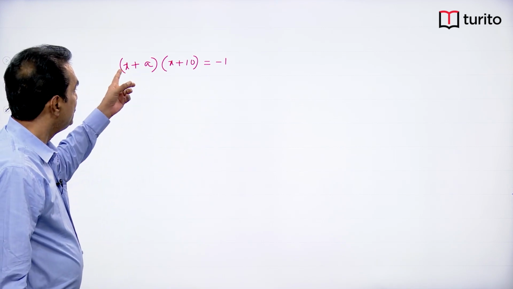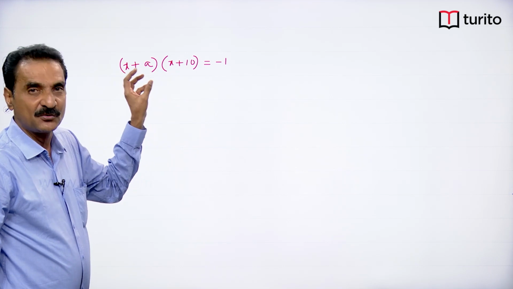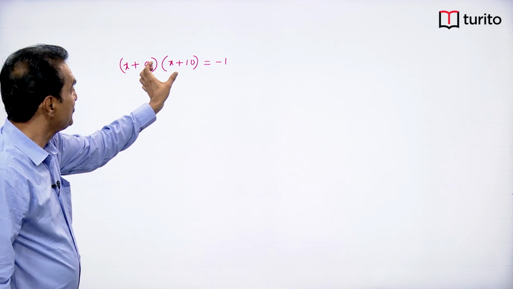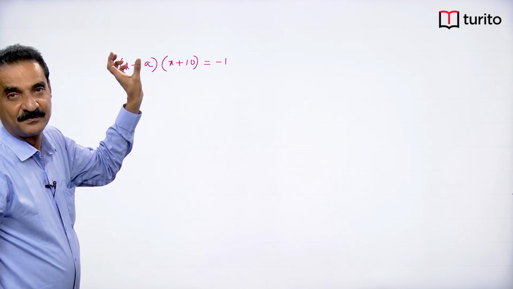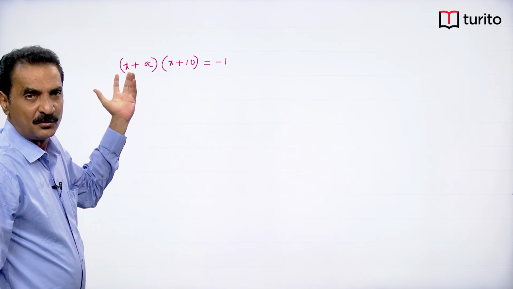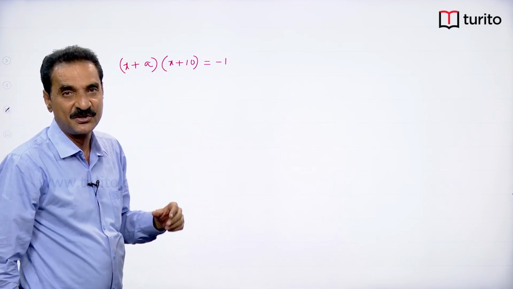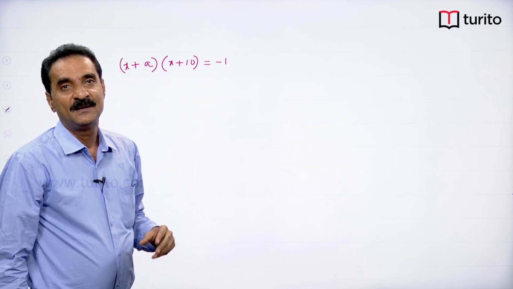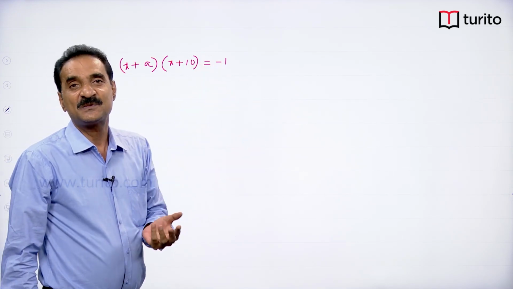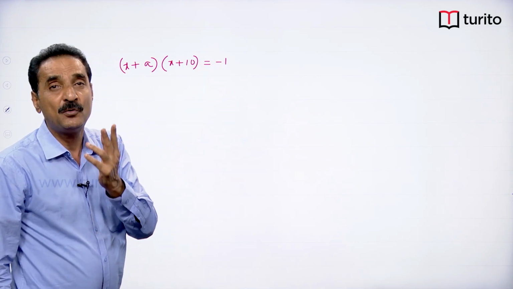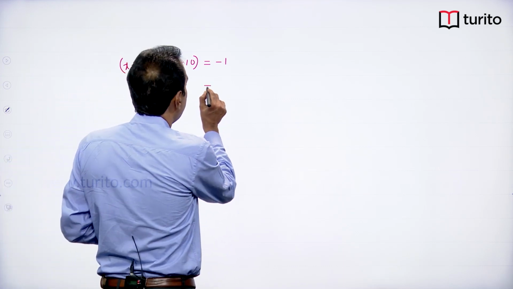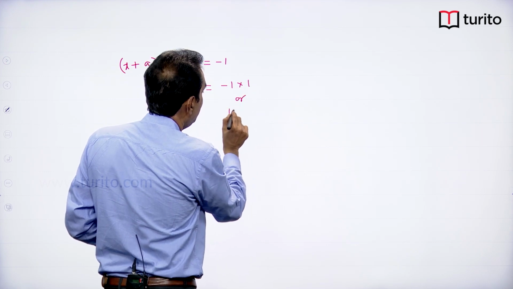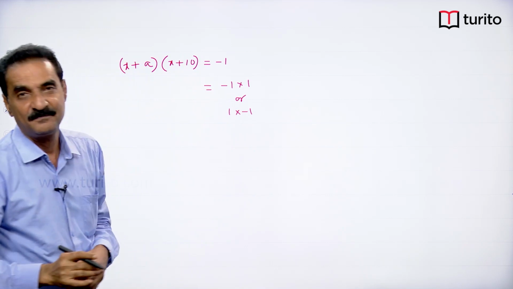Here x is an integer and we want the integral values of a, so a is an integer. X is an integer, a is an integer, so x plus a is an integer, x plus 10 is also an integer. Then it is product of two integers, not consecutive like previous question, is equal to minus 1. But we know that minus 1 can be expressed as a product of two integers in only two ways. What are the ways? We can write it as minus 1 into 1 or 1 into minus 1. Only two ways are there.